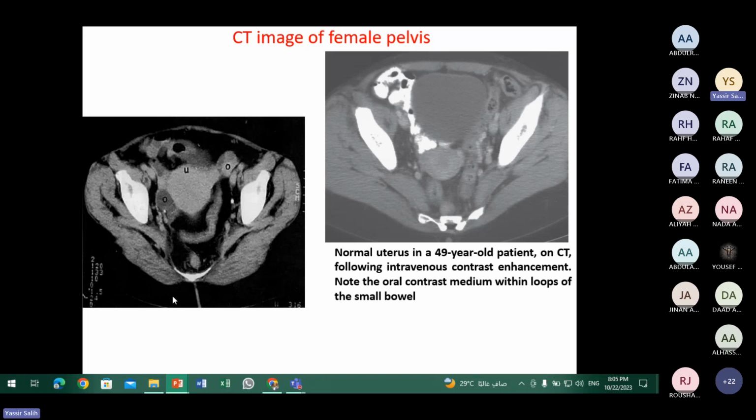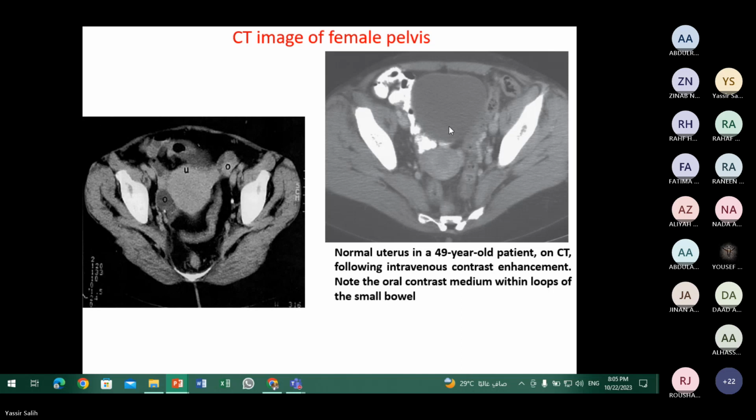Now let's come to another technique. CT can be used for the assessment of the female pelvis, but for non-pregnant women; if pregnant, ultrasound. This is a CT for the pelvis. This is posterior, this is anterior, this is left, and this is right. For orientation, usually this is left and this is right, this is posterior, and this is anterior.